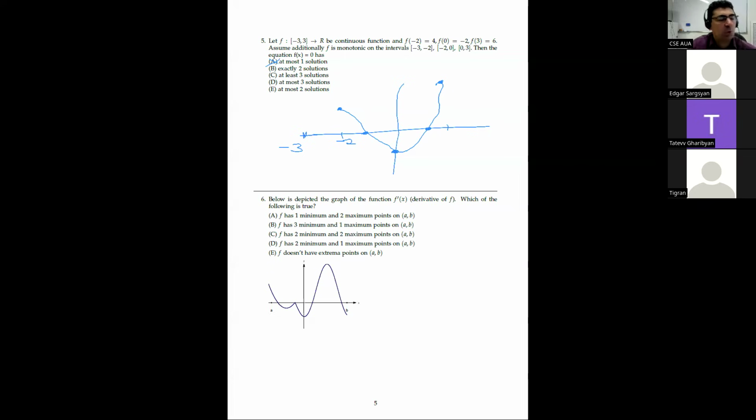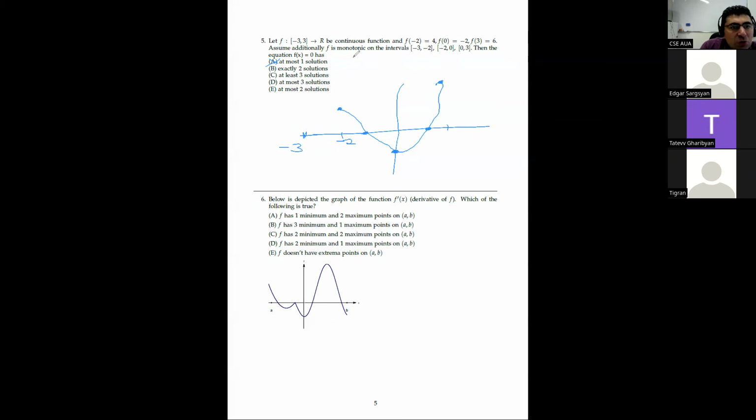Yes. Can we have more than 1 zero? No. Why not? Because it's decreasing only. So it's going to hit 0 once. It's monotonic, so if it is monotonic, it intersects once.